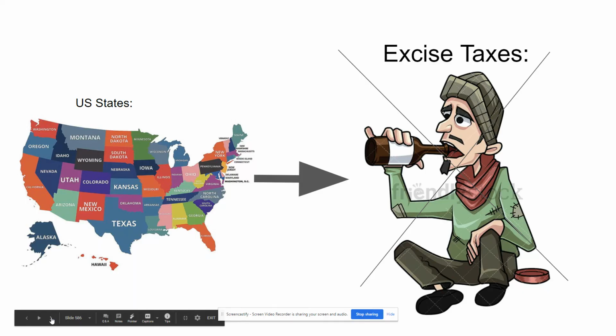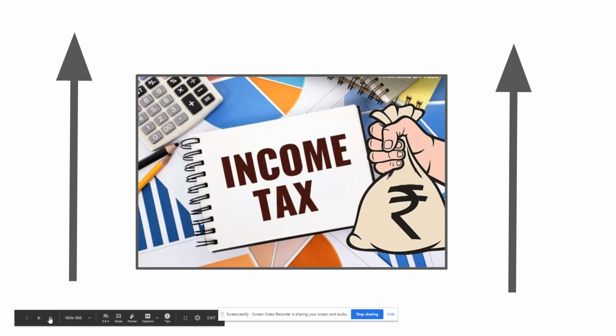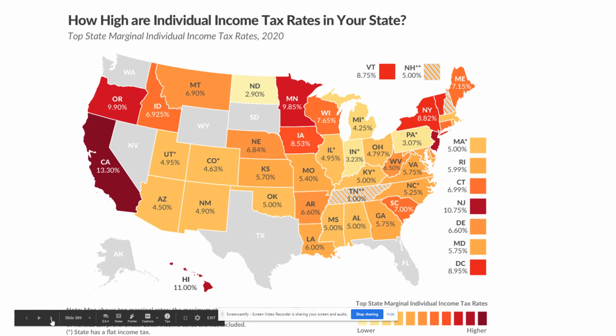Lesson number 7 from Prohibition. Our states used to make most of their money off excise taxes on alcohol. And once Prohibition happened, they lost all that money, $11 billion lost. So what did they do? States started implementing state income taxes, not just federal. And today, here's the map of how much we're all paying. In Massachusetts, 5%, just even more taxes.